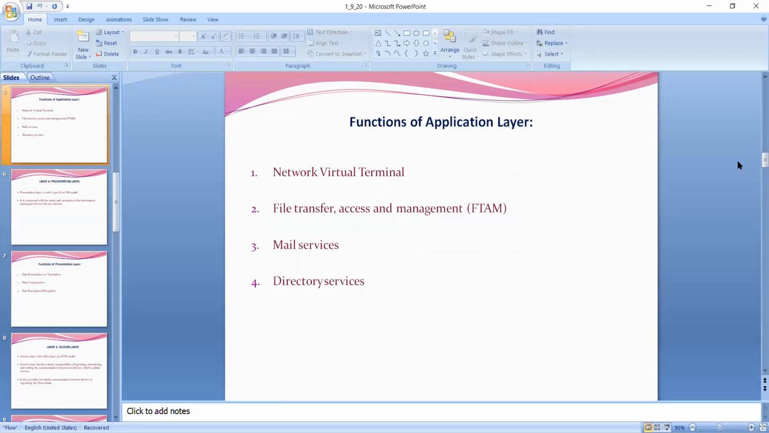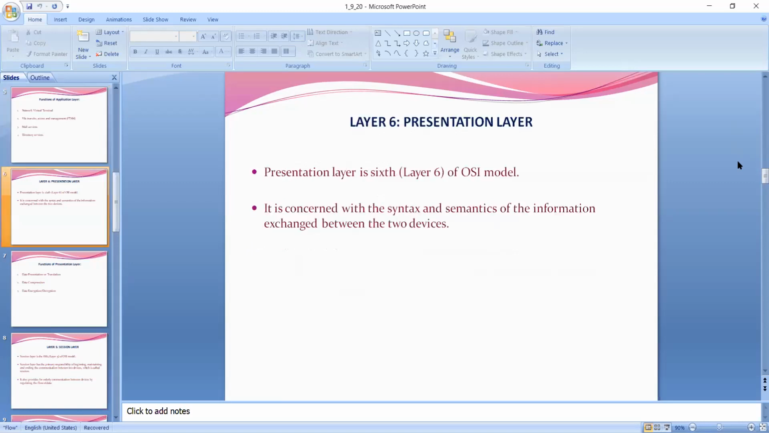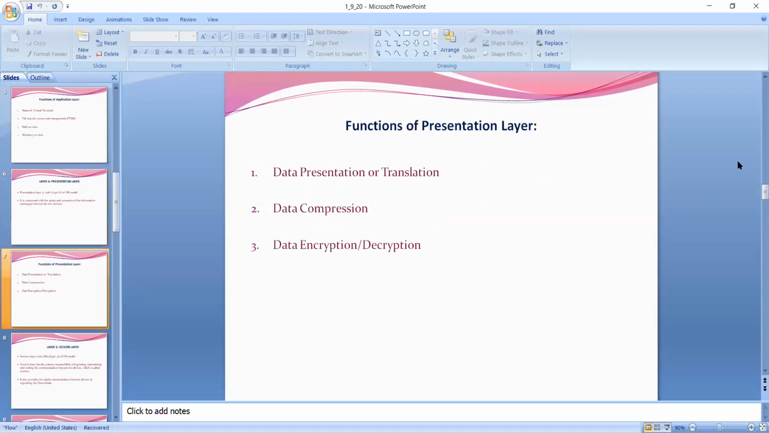Okay, next, the presentation layer. Whatever data is received from the application layer, the presentation layer converts that into another form. It translates the data received from the application layer into machine-understandable bit format. So that is known as translation. After translating the data, it compresses the data. The compression of data is for speeding up the transmission of the data. And the last function of the presentation layer is data encryption and decryption, in order to provide security to the data. So these are the 3 functions performed by the presentation layer.